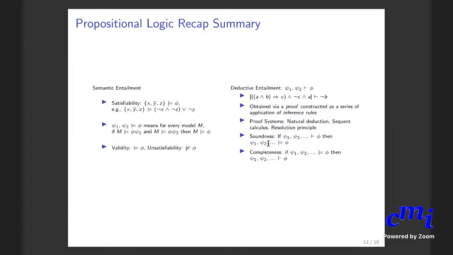Soundness ensures that whenever you deduce a conclusion logically using the proof system, it is indeed correct as per the meaning assigned to the formulas. And completeness ensures the reverse: that every formula phi that holds, assuming psi1, psi2, etc., can be derived.